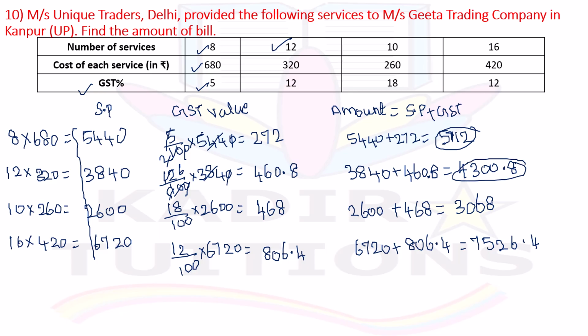Now for the total amount of the bill, we need to add all these four. So if you sum up the total amount of every quantity, we will get the answer as 20,607.20 paise. So this is the answer for this problem. This is the total amount of the bill.